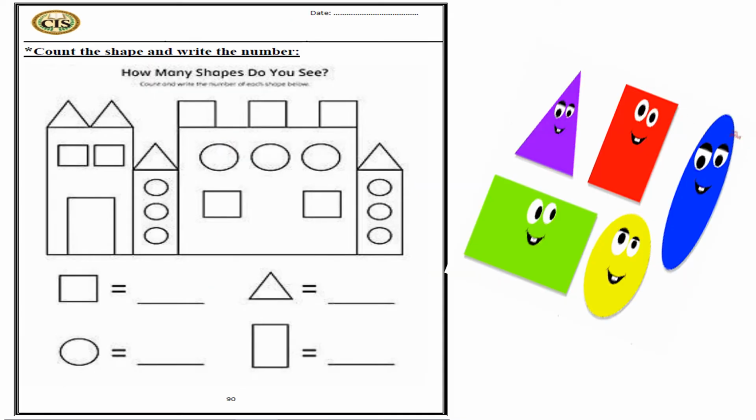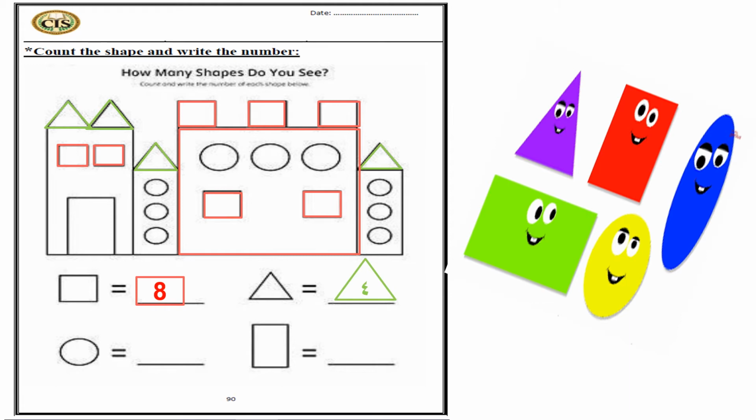Now let's count the shapes and write the number. How many shapes do you see? Let's count the triangles. 1, 2, 3, 4. There are 4 triangles. And how many squares? 1, 2, 3, 4, 5, 6, 7, 8. We have 8 squares.